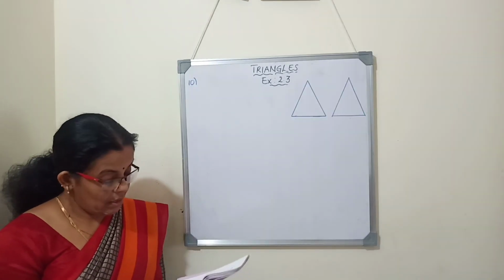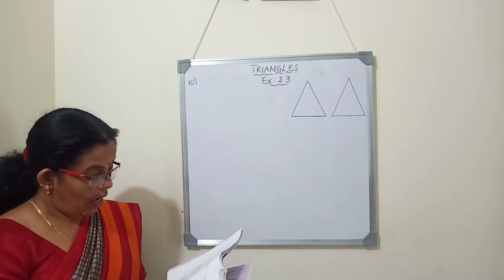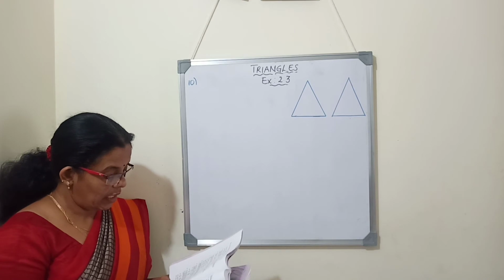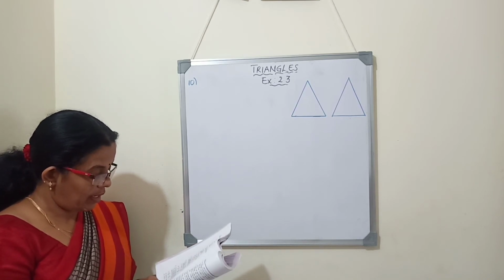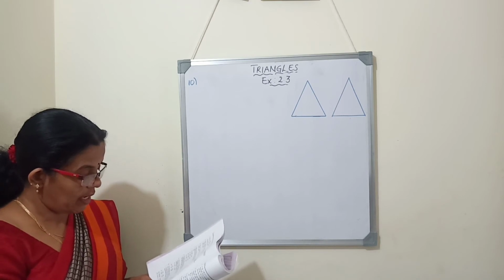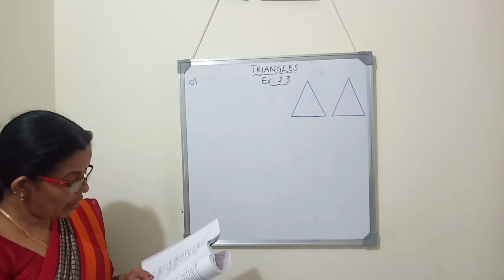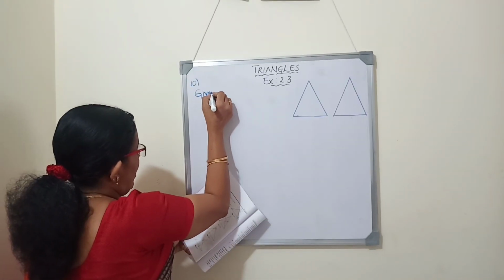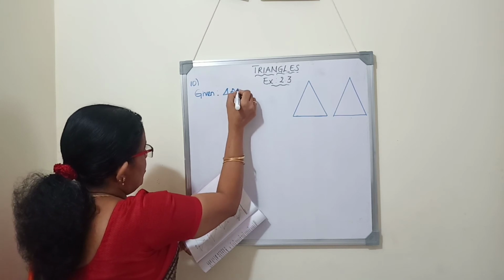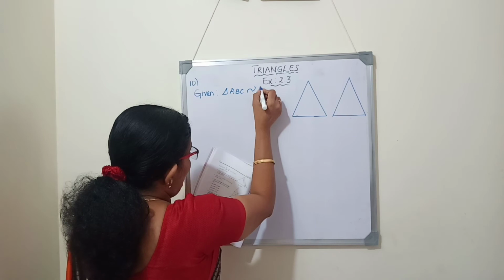10th question. CD and GH are respectively the bisectors of angle ACB and angle EGF such that D and H lie on the sides AB and FE of triangle ABC and triangle EFG respectively. If triangle ABC is similar to triangle FEG. So it is given that triangle ABC is similar to triangle FEG.